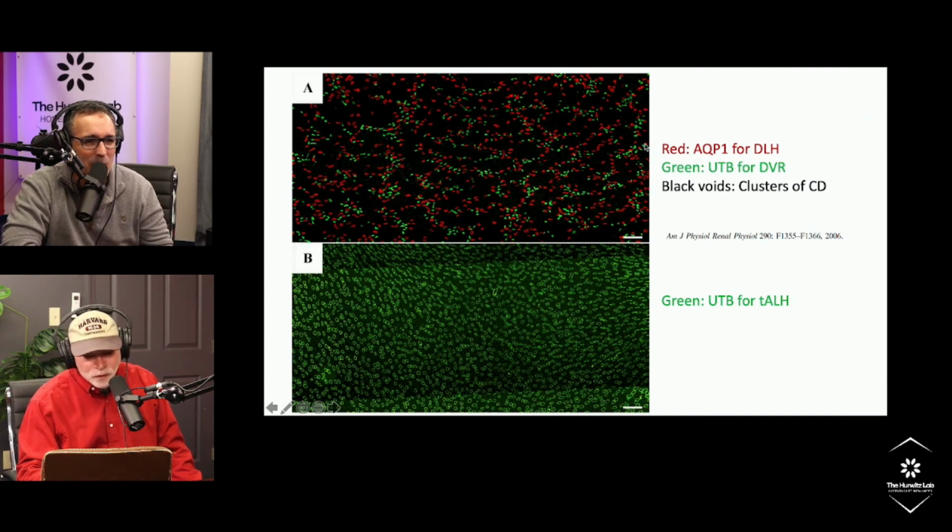So the red, remember, is carrying urine. It's a little bit confusing because you think red would be blood, but the green is the blood, and the red is the tubule. Those are the descending loop and the descending vasa-recta.